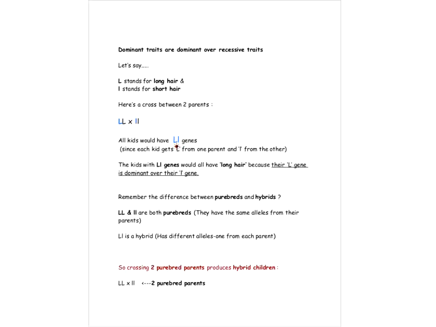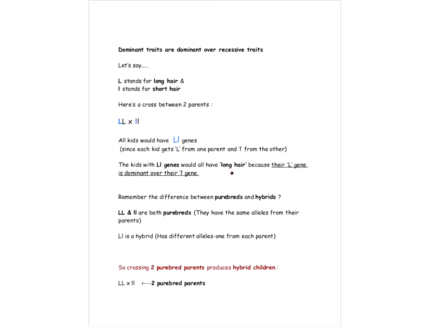Okay, they're not going to have medium hair here, because we're saying that long hair is dominant over recessive, or long hair is dominant over short hair. So what that means is, even though they're going to get big L, little l genes, they're all going to be long hair, because the one trait is dominant over the other. Okay?